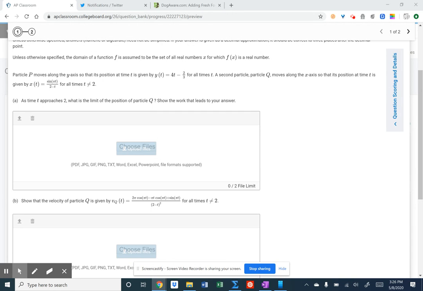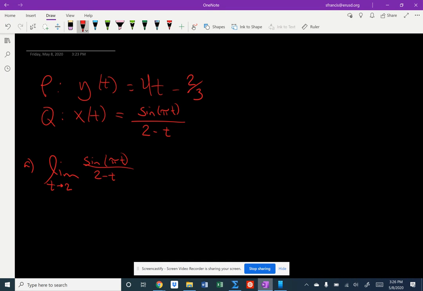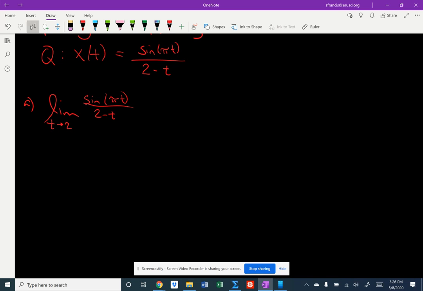So for part A, as t approaches 2, what is the limit of the position of the particle Q, and show the work that leads to your answer. All right, so we're just taking the limit as t approaches 2 of this expression here. Now, on the AP exam, if you're going to use L'Hopital's rule, you want to show that you get 0 over 0 or infinity over infinity. Otherwise, they don't give you full credit. But this goes to 0 over 0, and so you're going to apply L'Hopital's rule.